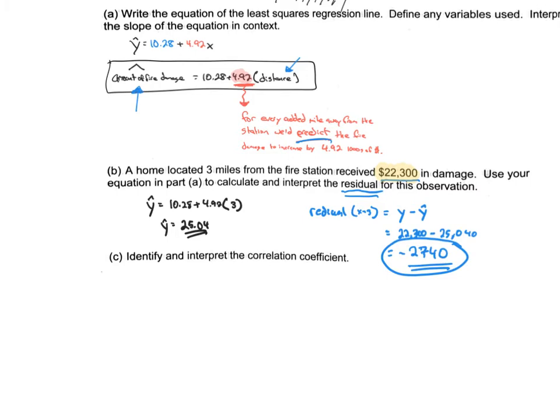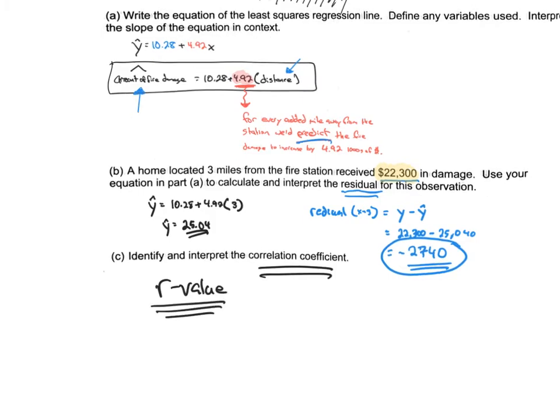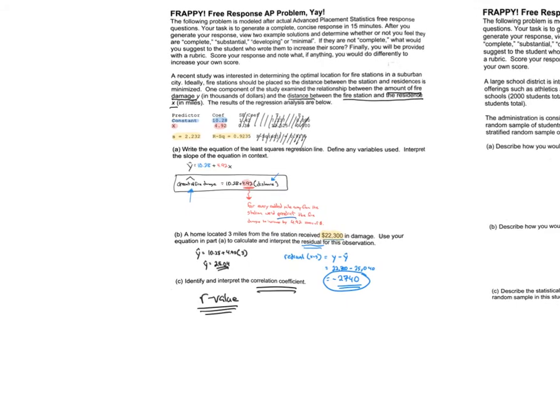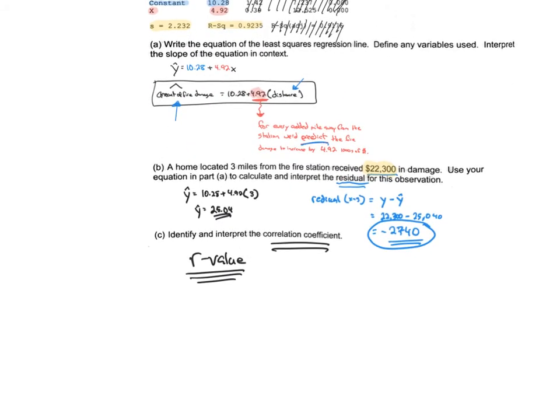Okay, and then identify and interpret the correlation coefficient. Correlation coefficient is also known as the R value. Right? That's what we're looking for here, the R value. Now, they don't give us that in here, but what they do give us is the R squared value. So, aha, R squared is equal to 0.9235. So how do we go from an R squared to an R value? Simply square root. So R is equal to, I'm going to take the square root of 0.9235, and I'm going to get 0.96098, right? Or really, I'll probably report this value, 0.96.